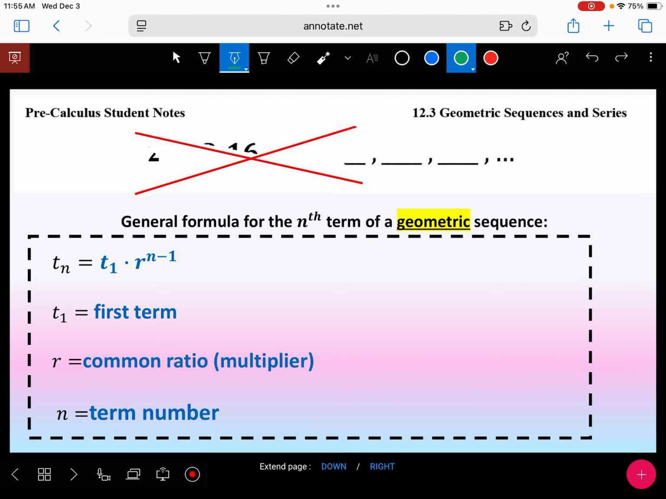What page is that on? Page 7. So everybody go to page 7. And I'll give you a moment to copy this down.